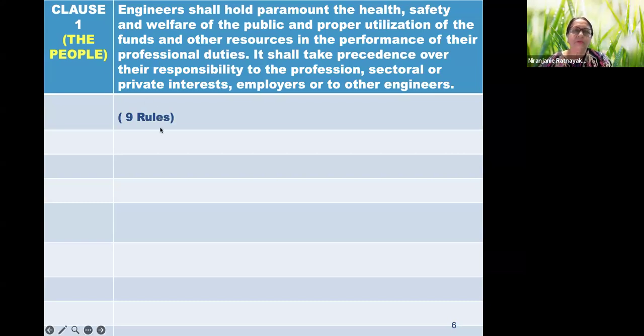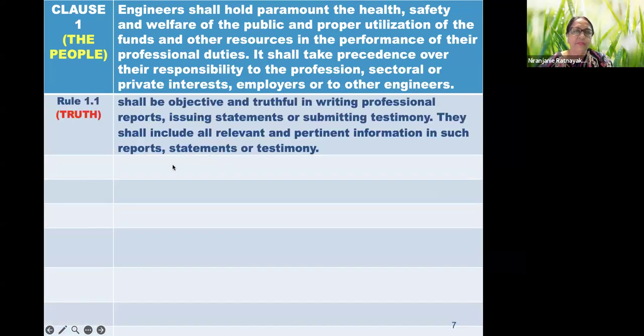So under that clause, to explain the situations where an engineer might come across this, there are 9 rules that have been given. First one is: An engineer shall be objective and truthful in writing professional reports, issuing statements, or submitting testimony. They shall include all relevant and pertinent information in such reports, statements, or testimony. So it's about being truthful in your reporting of the work that you're doing.